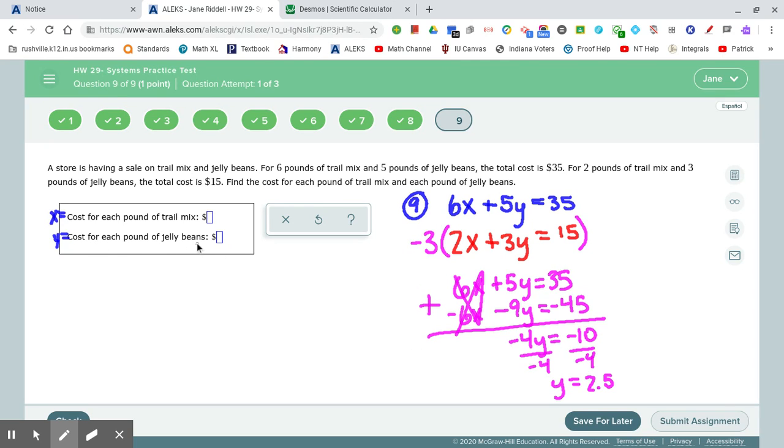That's only one of our variables. We also need to figure out, that was y. So that was the cost per pound of jelly beans. That was our y value. So we still need to figure out our x value, which is the cost per pound of trail mix. So we need to plug that into one of our original equations.